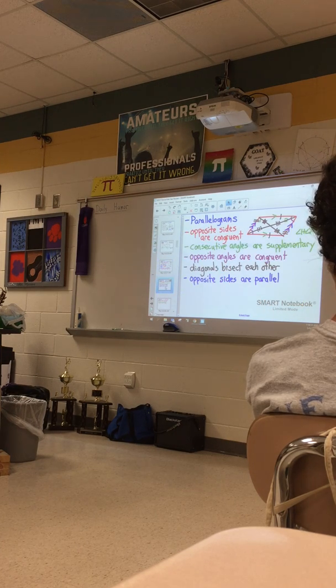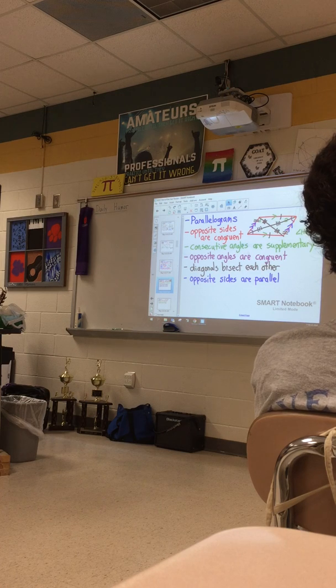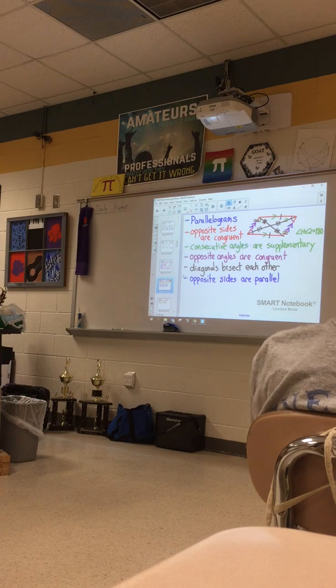Parallelograms, this is all of our quadrilaterals and the relationships here. So parallelograms, opposite sides are congruent. Consecutive angles are supplementary. This is the big little. This angle right here is big, this angle right here is little. So one big and one little add up to 180. Opposite angles are congruent. This one's little, this one's little. They're congruent. This one's big, this one's big. They're congruent. Diagonals bisect each other, cut each other in half. Opposite sides, of course, are parallel.